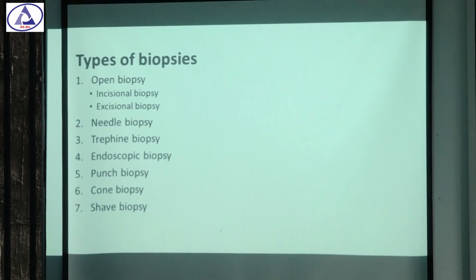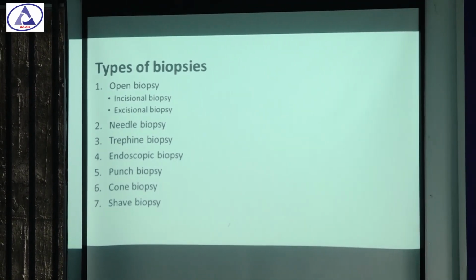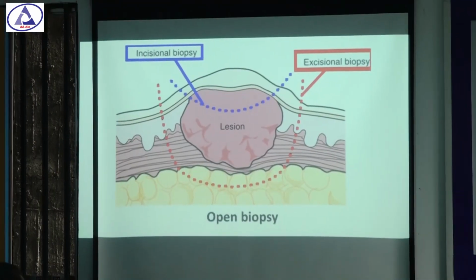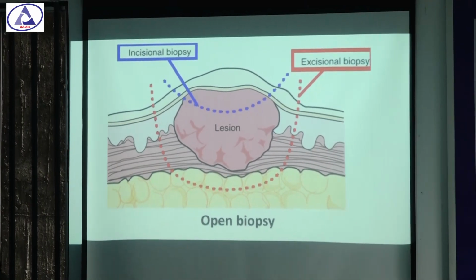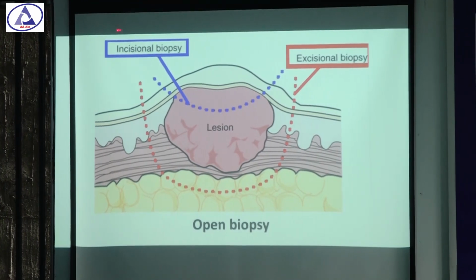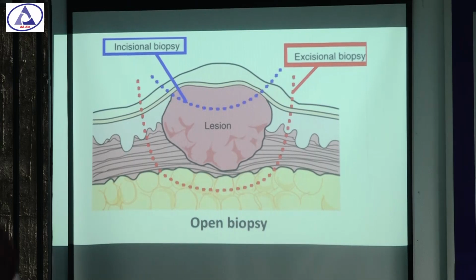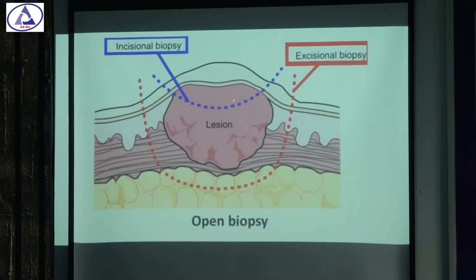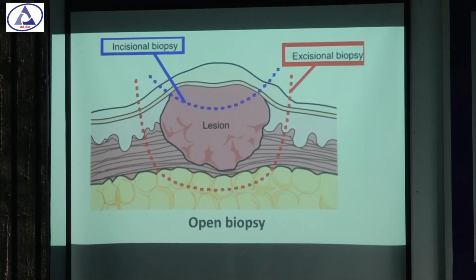There are several types of biopsy, such as open biopsy, core needle biopsy, trephine biopsy, punch biopsy, cone biopsy. The open biopsy has two types. One is incisional biopsy, the other is excisional biopsy. In incisional biopsy, only a small fragment of the lesion is taken out for diagnostic purpose. And in excisional biopsy, the whole lesion with surrounding normal tissue is taken out.